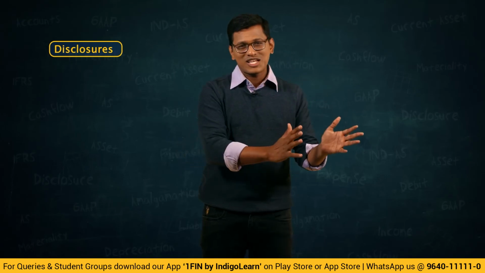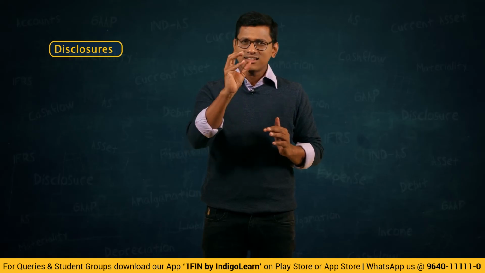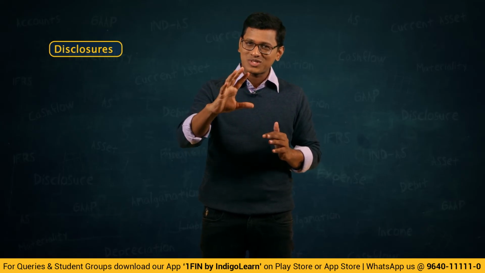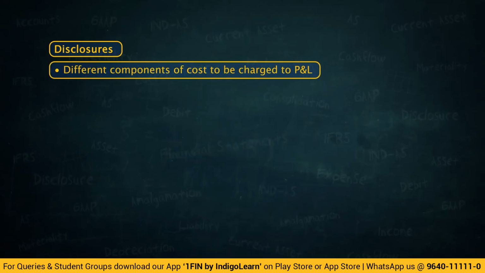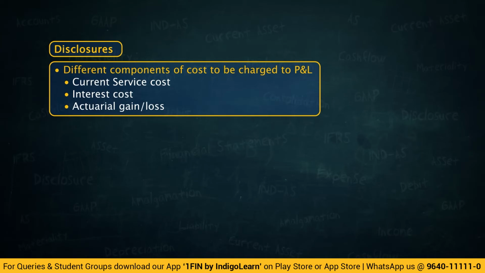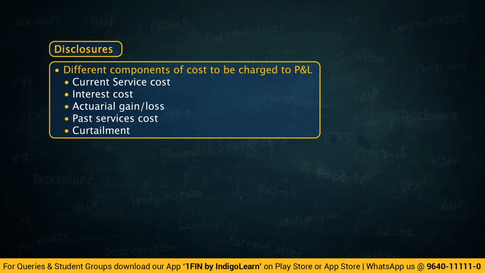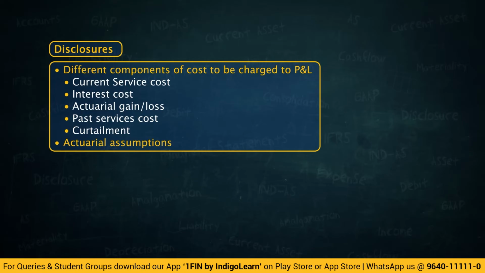Friends, the last aspect of the standard is about the disclosures, right? So we will understand the crux of what all aspects need to be disclosed. Look at this. Disclosure of different components of cost to be charged to P&L. You need to give a breakup of the cost on account of current service cost, then interest cost, then actuarial gain or loss, then past service cost, impact of curtailments, all those things have to be disclosed. Then disclosure and breakup of actuarial assumptions. The assumptions used have to be disclosed in the notes.